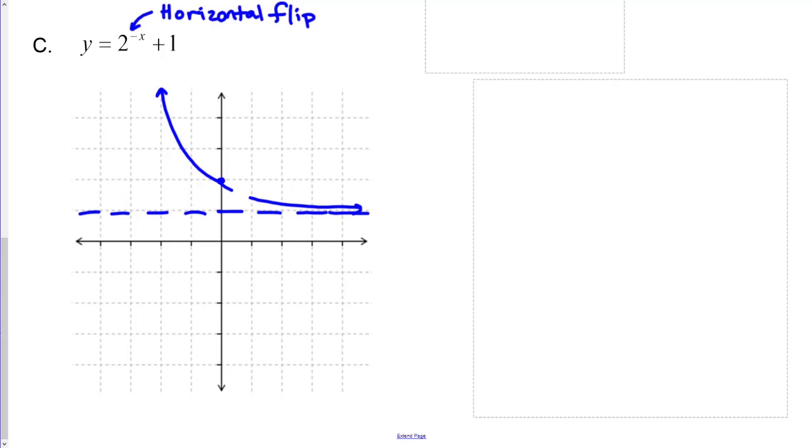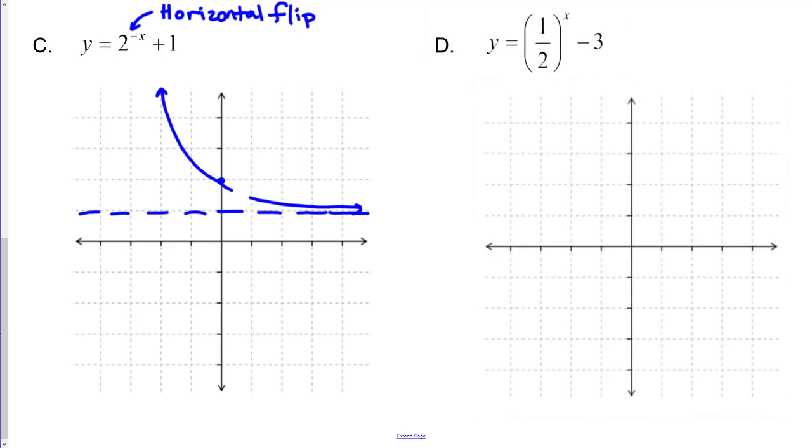Now, the reason that that's important is because let's say you run into a graph of y equals 1/2 to the x minus 3. Here's what's a little bit interesting. You can actually rewrite this thing as 2 to the negative 1 raised to the x minus 3, which would then simplify into 2 to the negative x minus 3.